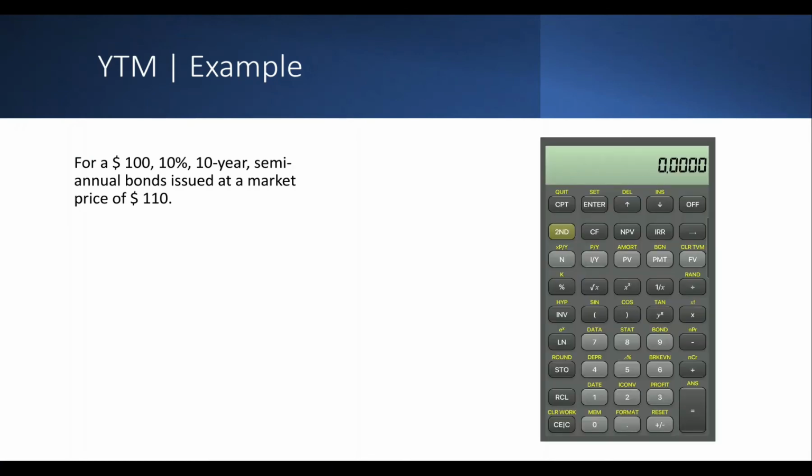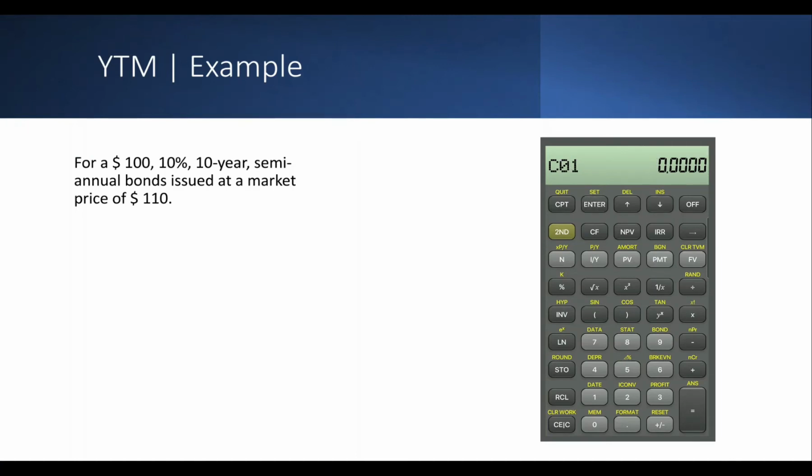Let's begin. First we'll clear any previous data on our calculators. Press CF, then second, and finally CE/C. Now the data is clear, you can start entering the data now. We have issued the bond at $110, so enter the figure and make it negative using the sign plus minus. Press enter and then down button.